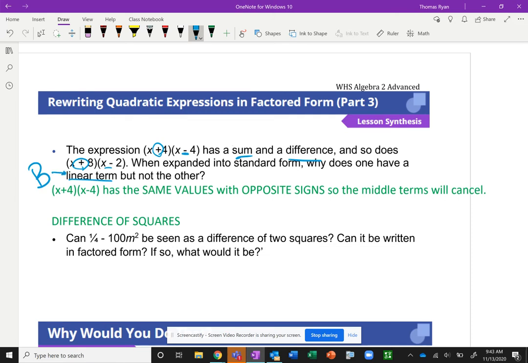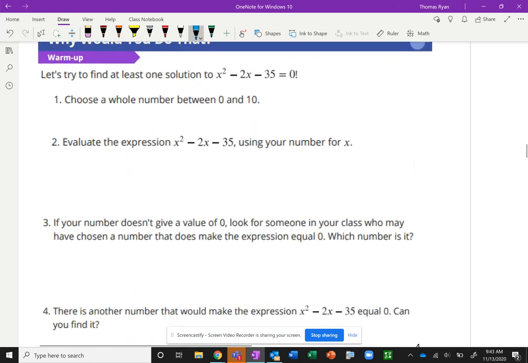Well, guys, the reason that the x plus 4, x minus 4 doesn't have the middle term, right, the b term, is because it follows the pattern. They're the same values with the opposite signs. So that middle term is going to cancel. It's a difference of squares. The reason that x plus 8 and x minus 2 doesn't cancel is because 8 and 2 aren't the same value. Easy as that. Difference of squares will have the same values in your binomials, different signs. Okay.